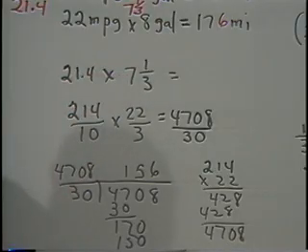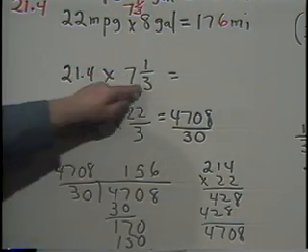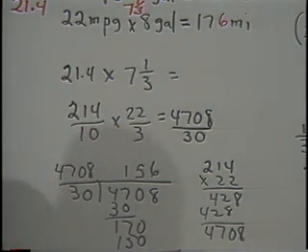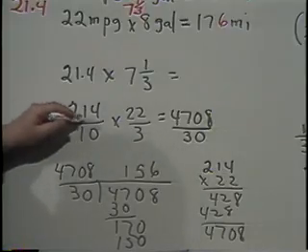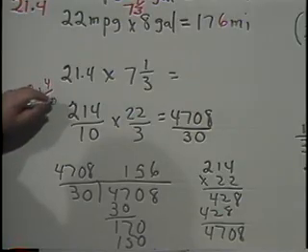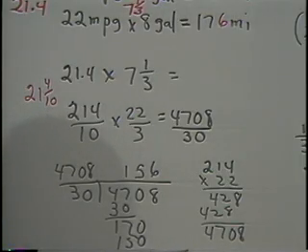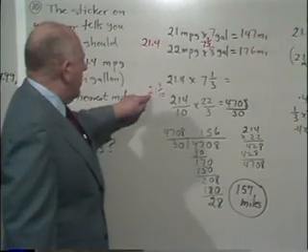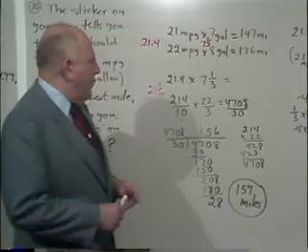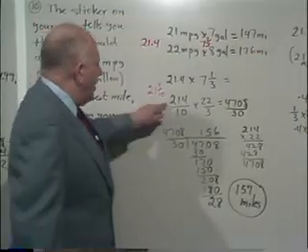7 1/3 is what? 3 times 7 is 21, plus 1 is 22. That's 22 thirds. And by the way, if you don't like my method for doing this, do it this way. Say 21.4 is 21 4/10. Then you can say 10 times 21 is 210, plus 4 is 214 over 10, and you get the same answer.